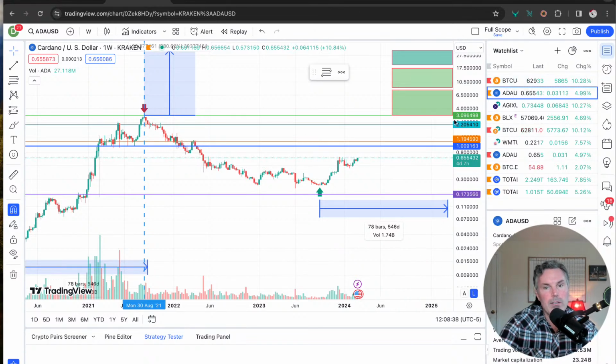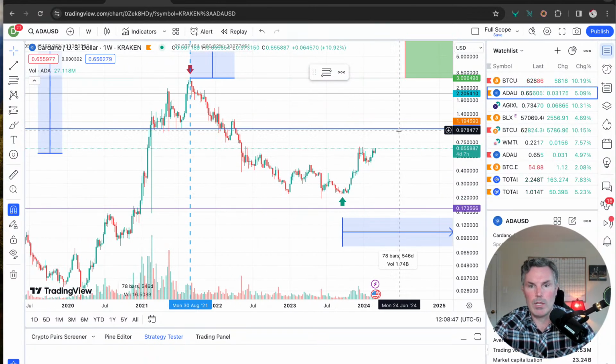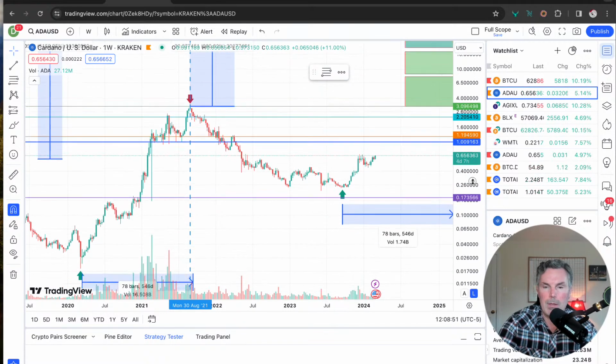And Bitcoin. So here's the interesting thing. Right now Cardano is sitting at 65 cents. That's great, right? It's grown a lot since the swing bottom, the swing low.